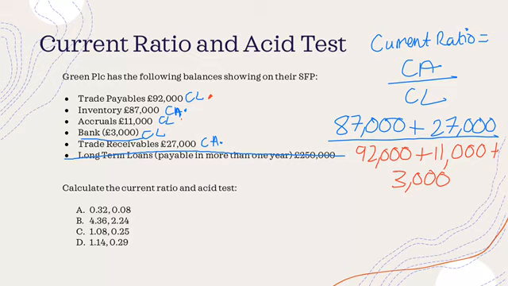Now, if you put this into your calculator, you should get an answer of 1.0754716. And rounded up would give us an answer of 1.08. And the only answer here with 1.08 would be C for the current ratio. So we know C is our answer, but just to double check, we will do the acid test calculation also.